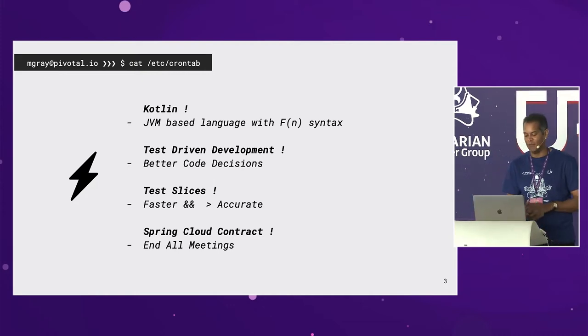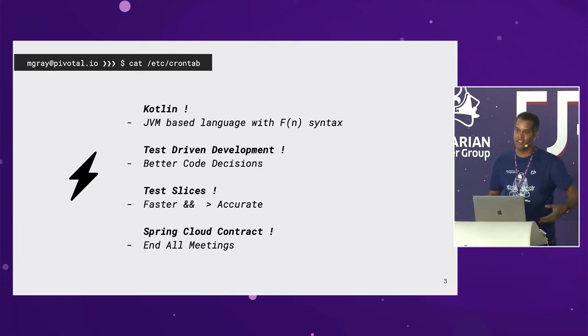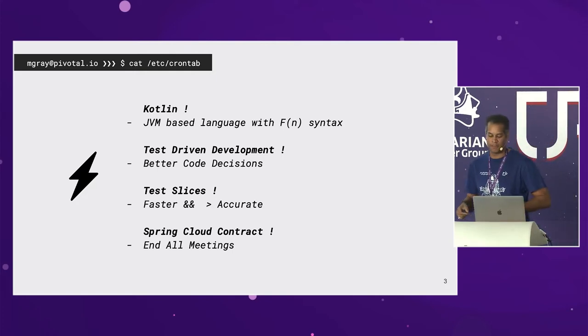Who knows? But these days, the JVM has come a long way. Even Java itself has come a long way. So it's a little bit more functional now. Kotlin brought that first a few years ago. And so we're reaping the benefits of a JVM language.